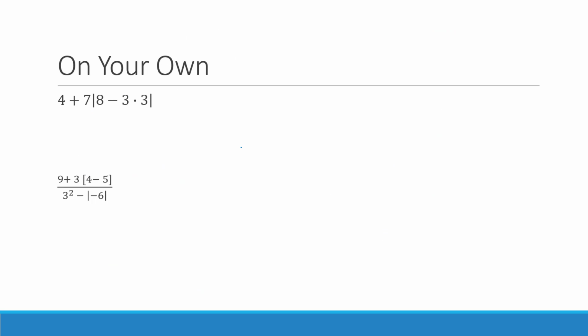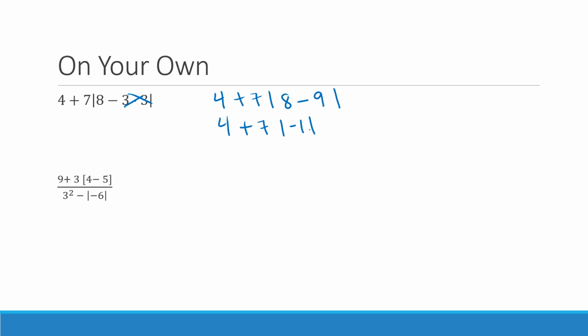I want you to pause the video and try one on your own, and when you're ready, hit play to check your answer. Now, in this first one, we see these grouping symbols, which are these bars. I'm going to start with the multiplication. So this is going to be 3 times 3, which is going to give me 9. I'm not done with those bars. I'm going to do 8 minus 9, which is going to give me negative 1.